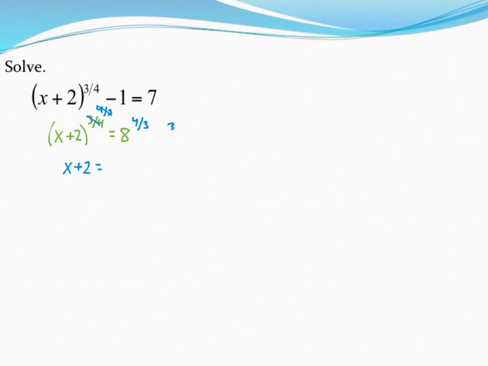Well, once again, if you want to do that by hand, this is the same as the cube root of 8 raised to the 4th power, or you can use a calculator, I suppose. The cube root of 8 is 2, and 2 to the 4th power is 16. Once I solve this linear equation, I end up with an answer of x equal to 14. Once again, it would probably be a good idea to check this just to make sure it works out, and to make sure you didn't make any mistakes along the way.